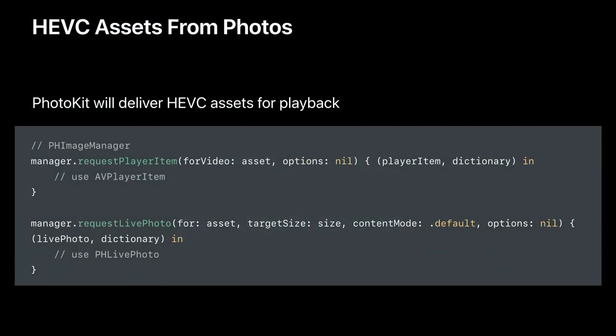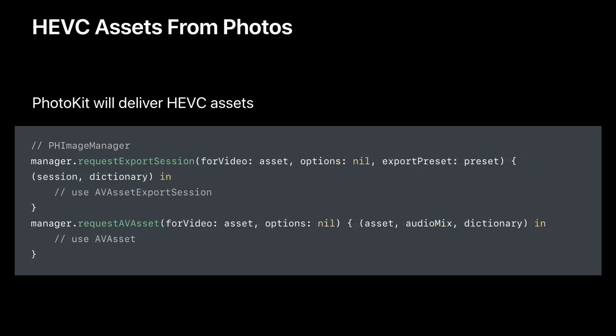So many of you are using PhotoKit, and PhotoKit will deliver HEVC assets for playback. So if you're using request player item or request live photo, they will give you automatic playback without adopting any new APIs. So this should just work. PhotoKit can also deliver you HEVC assets. So if you're calling request export session, it will transcode to the existing preset you're already using. So if you're using one of the dimension presets that used to give you H.264, it will still do that. And we'll cover new presets we've added for HEVC.